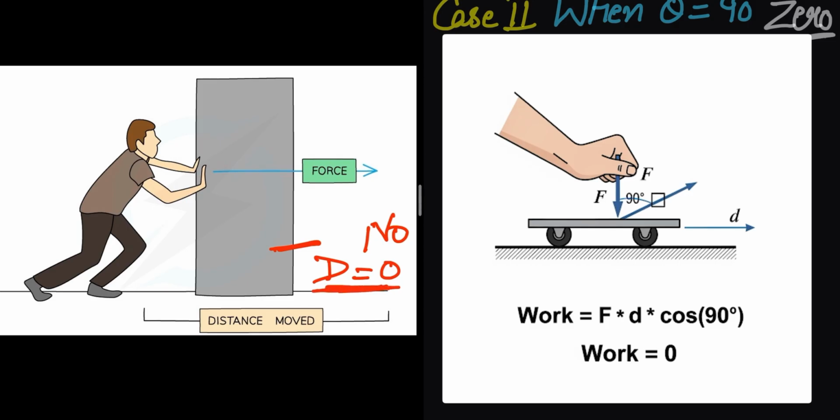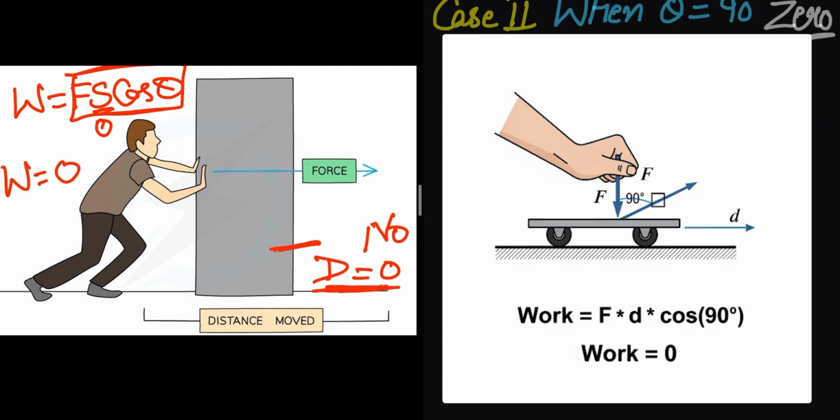Why? Because the work done is nothing but force into displacement, F S cos theta. Now students, if S is 0, then this whole expression will be 0. So in that case, work done will be 0. I think it is clear to you that we are applying force on something, but the object is not changing, it is not displacing from its original position. In that case, the displacement will be 0, and if displacement is 0, then the work done will be 0.